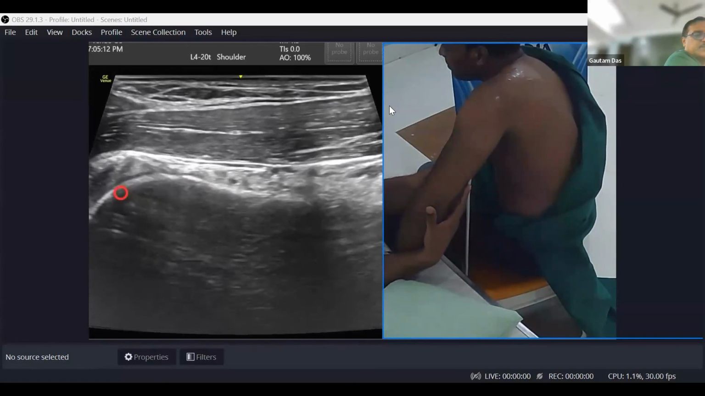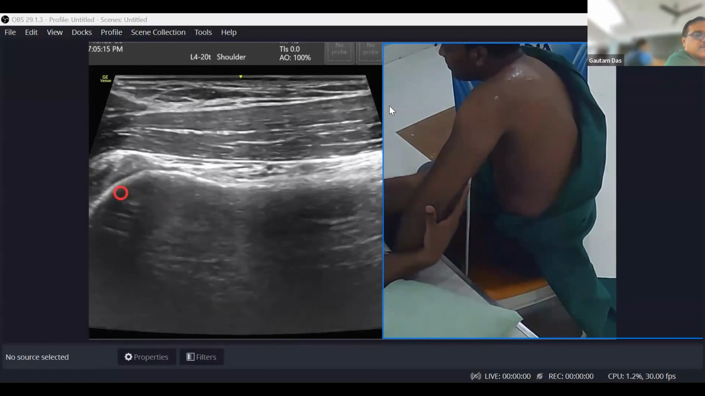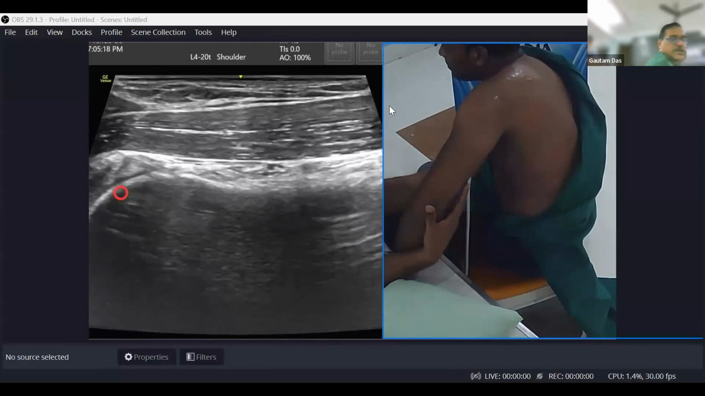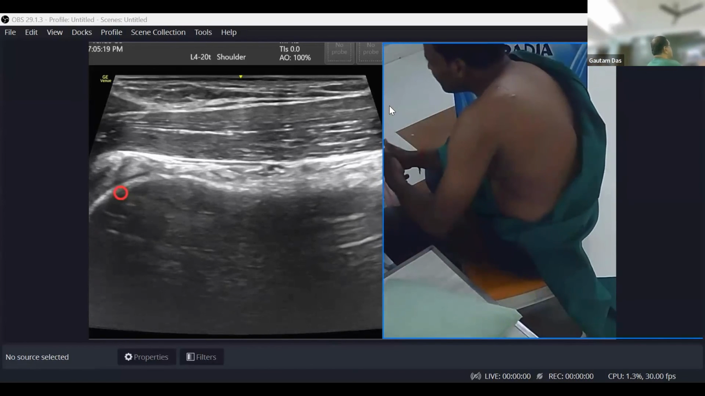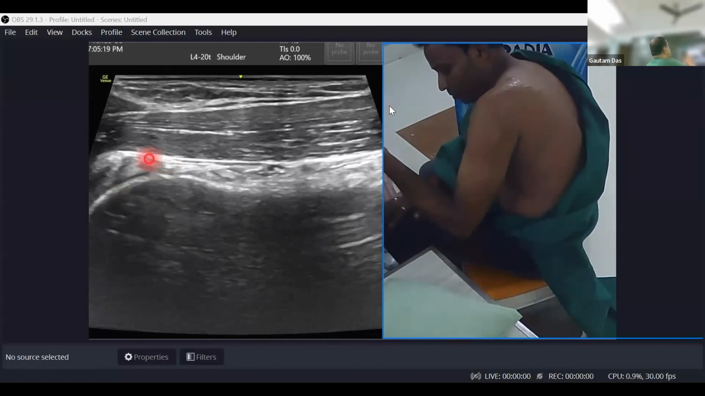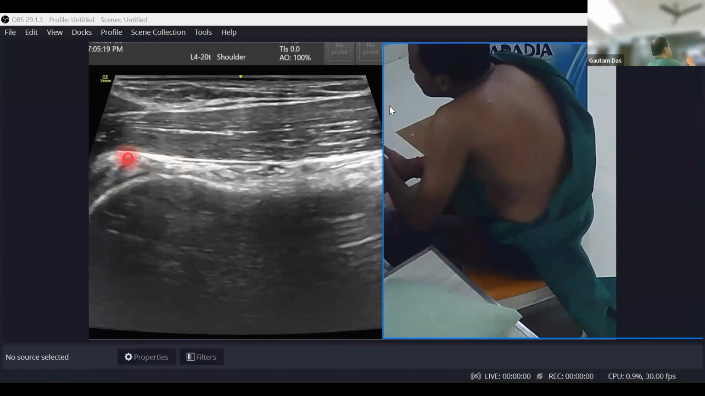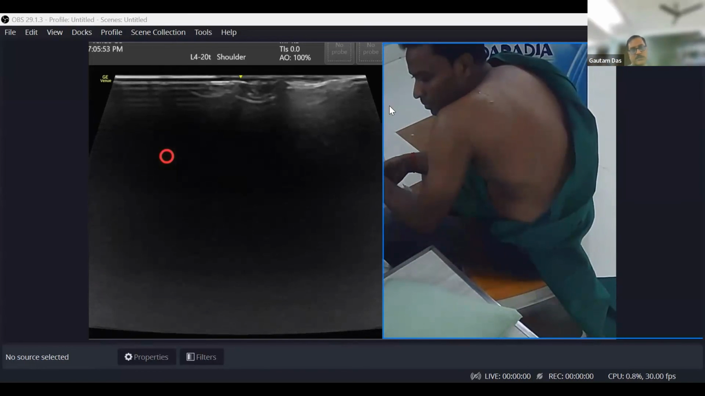So this is the head, see it? This white hyperechoic area is your inferior glenohumeral ligament. Its thickness is normally less than 2 millimeters. This is your humeral head, and this is the capsule. Measuring the thickness here also gives some clue whether the patient has adhesive capsulitis or not. And you can see the circumflex artery as well.